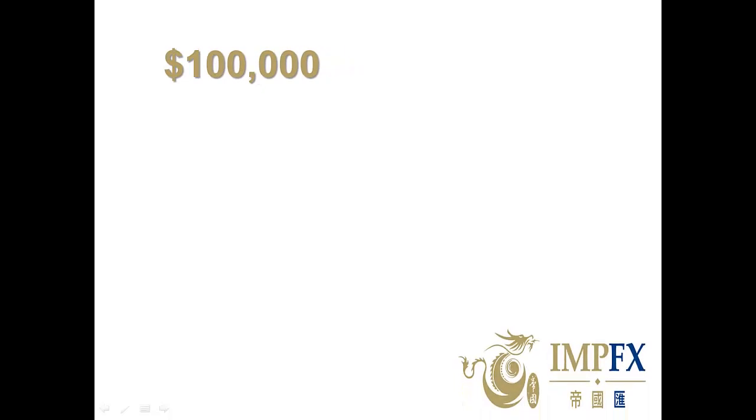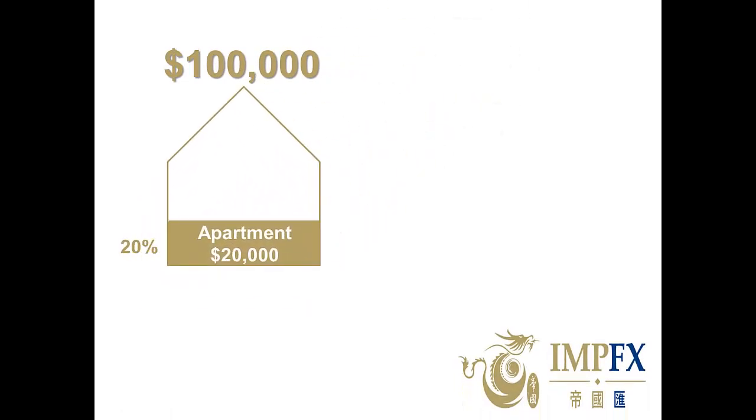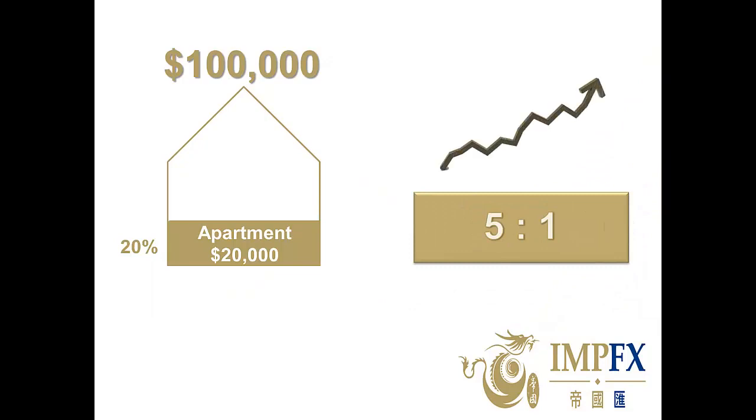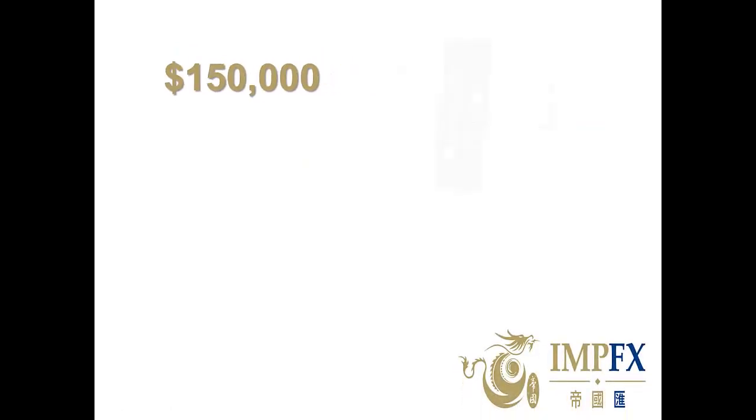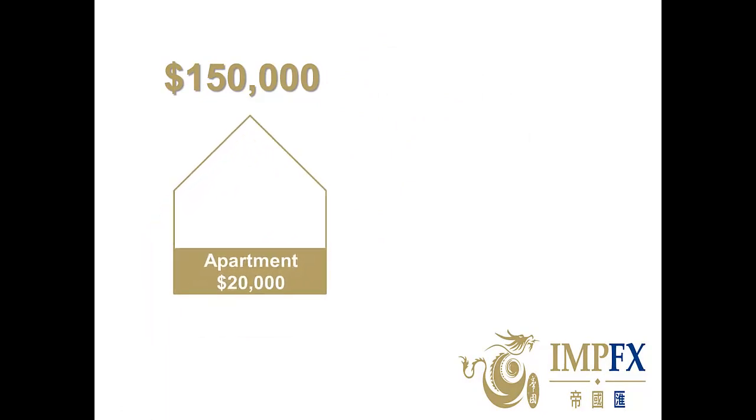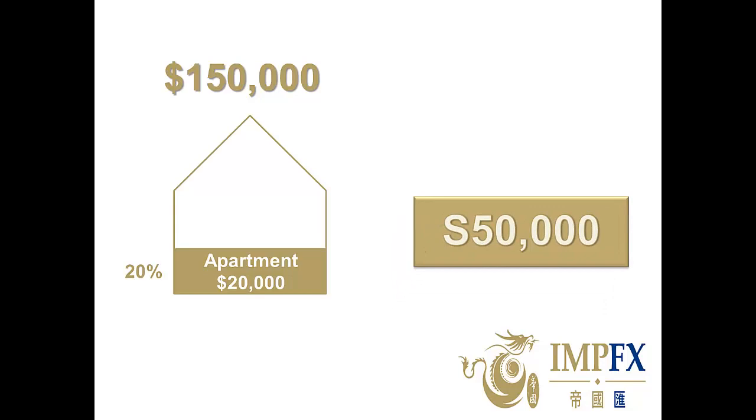One year later, the property market has gained by 50%. So you decide to put the apartment back on the market for an asking price of $150,000. You sell your property for $150,000. Therefore, you would have gained a profit of $50,000.